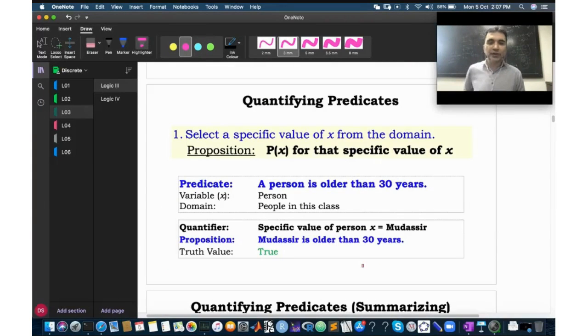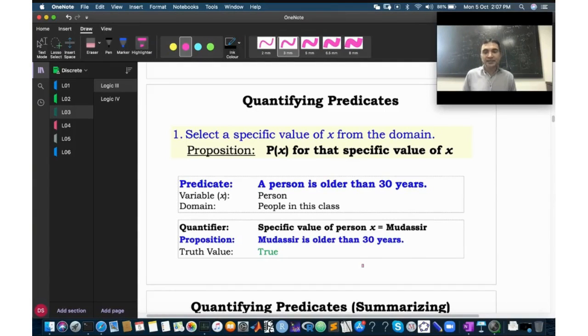Okay. So let's say a predicate statement says that a person is older than 30 years old. This is a predicate because as long as this variable remains a person, you can't say whether this statement is true or not, right? But when you replace this with a particular person, for example, if you write my name here, the statement becomes true, right? I'm older than 30.